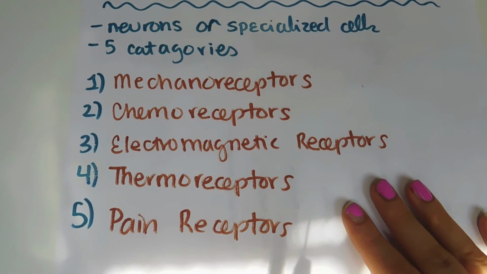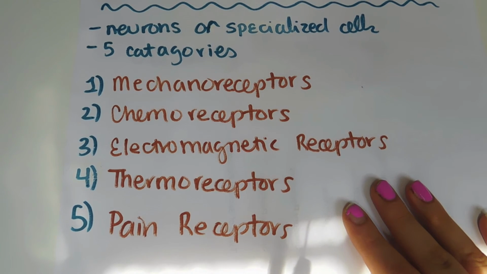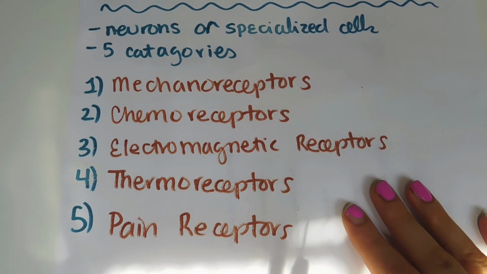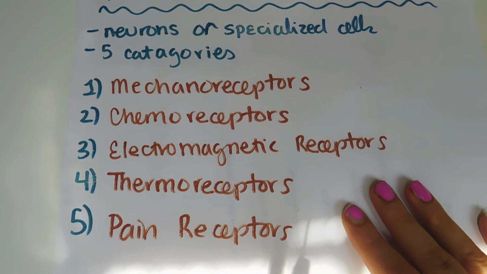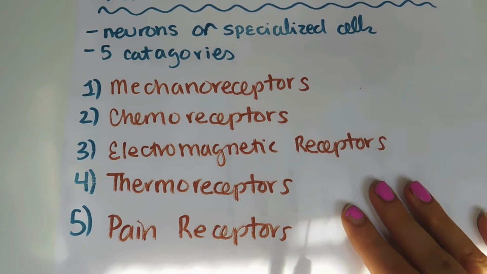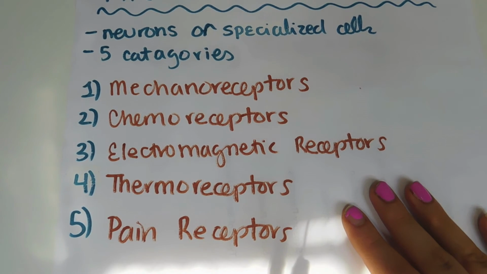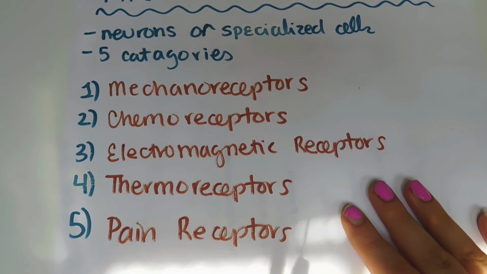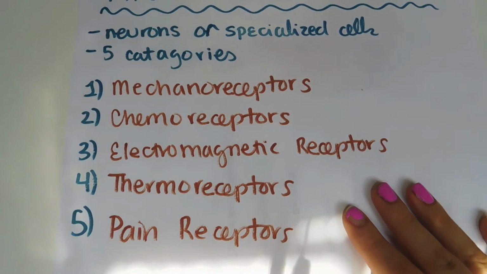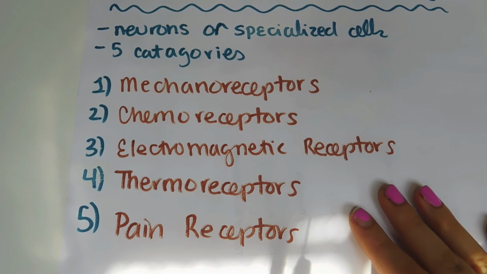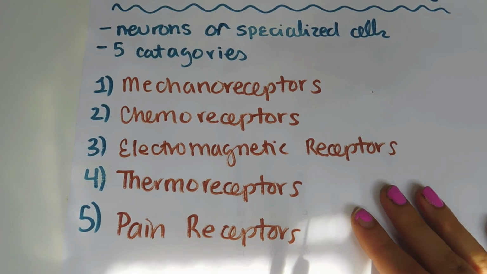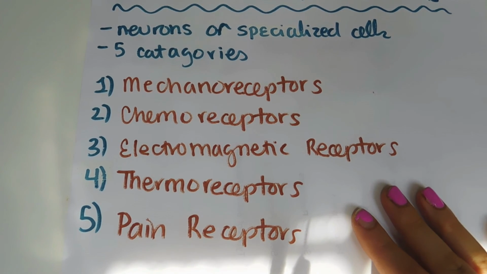The next is a chemoreceptor. So chemoreceptor is just information about solute concentration. It's just responding to different individual molecules or chemicals. Electromagnetic receptors are going to be detecting electromagnetic energy. So this could be light, this could be electricity, it could be magnetism. And then there are thermoreceptors, which are picking up on temperature. Is it hot? Is it cold?